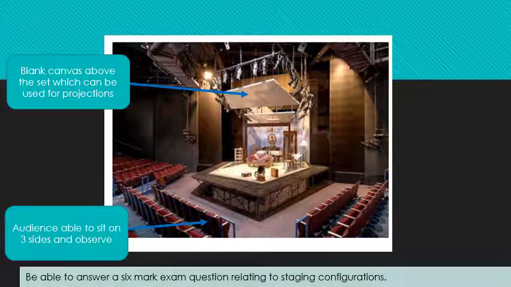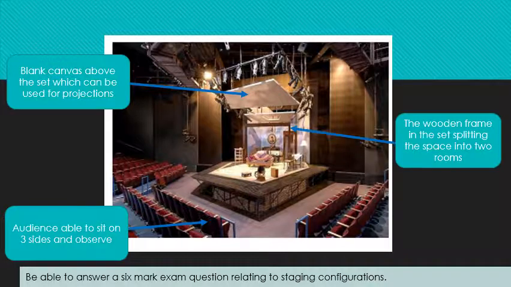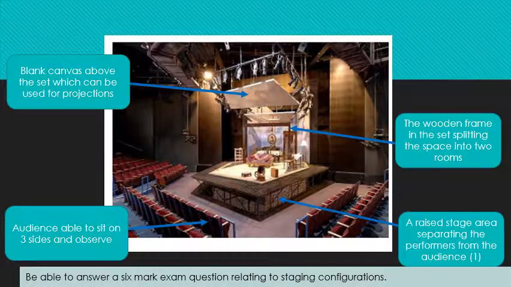The audience are able to sit on 3 sides and observe. I know that this is a thrust stage. It thrusts out from the back, audience on 3 sides. I can identify that within my answer somewhere. There's a wooden frame in the set splitting the space into 2 rooms. I could think up a moment within Missing Dan Nolan that could be really useful for that.